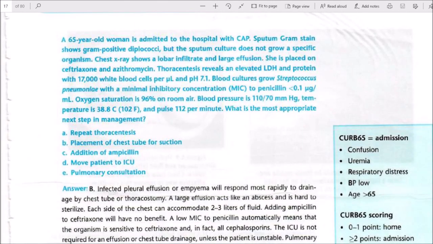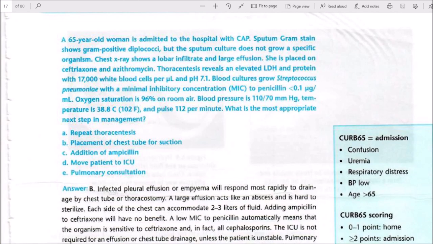A 65-year-old woman is admitted to the hospital with CAP. Sputum Gram stain shows gram-positive cocci, but the sputum culture does not show any specific organism. The X-ray shows lobar infiltrate and not effusion. She is placed on ceftriaxone and azithromycin. Thoracentesis reveals an elevated LDH and protein, with 17,000 WBCs per microliter and pH 7.1.